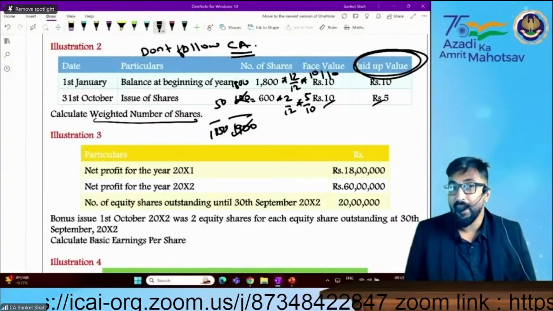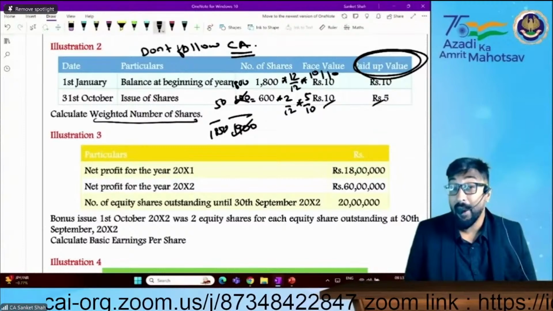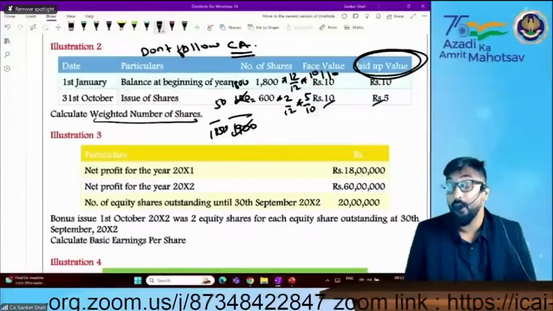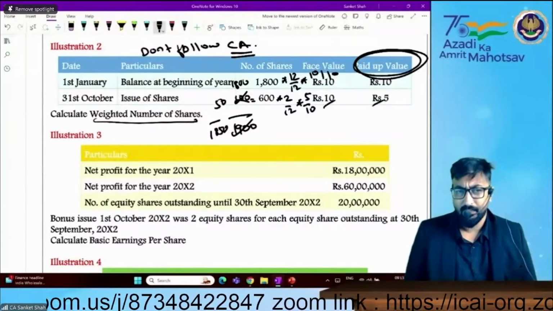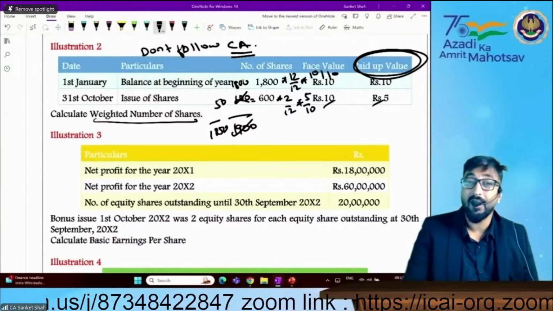So holding periods are different, but paid up values are also different. And what do you have to do? Paid up value divided by face value. Simple calculation, in case of partly paid up shares.